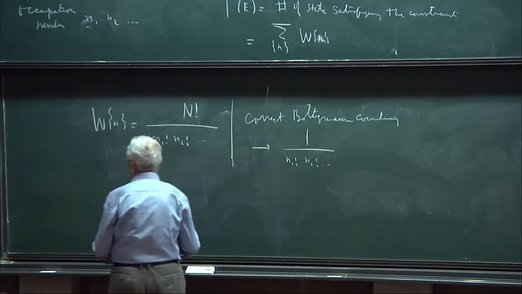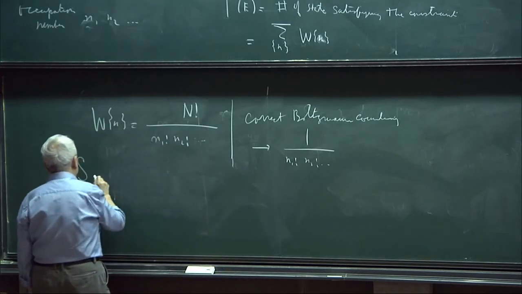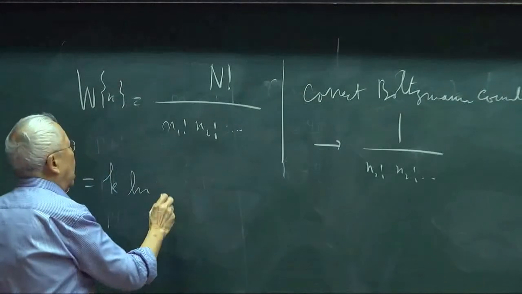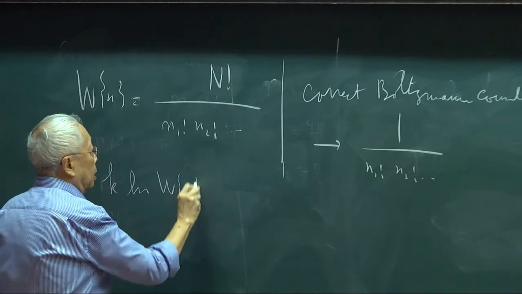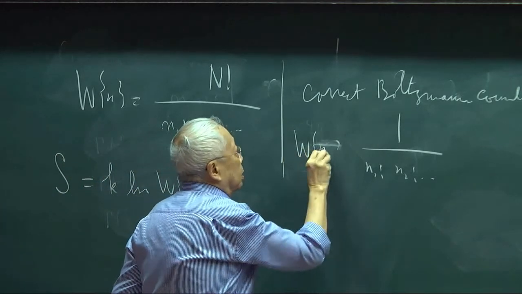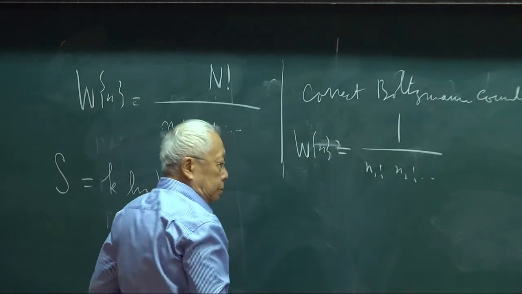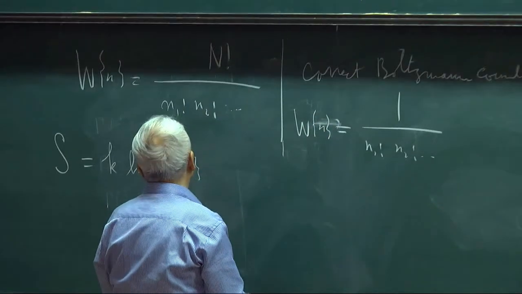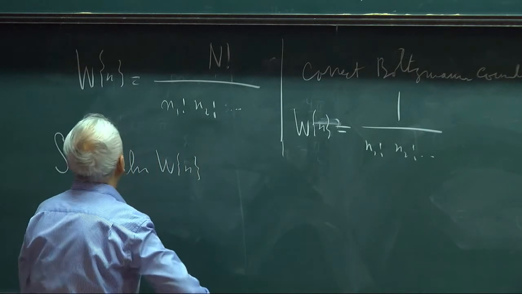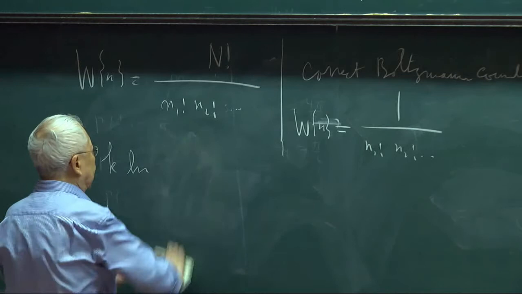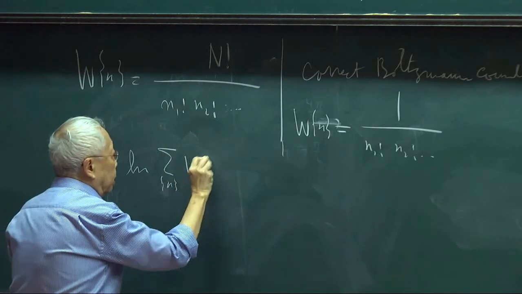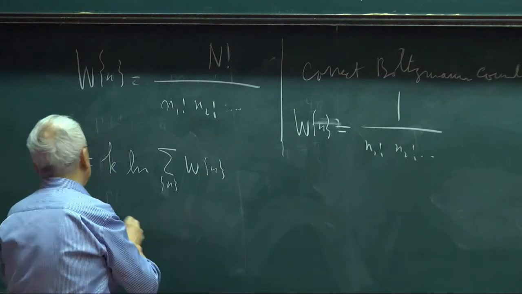So when you do this, you get S is equal to k log Omega, where Omega is equal to the sum over all n of omega_n. So S is equal to k log of the sum over all n of omega_n. That's the entropy.